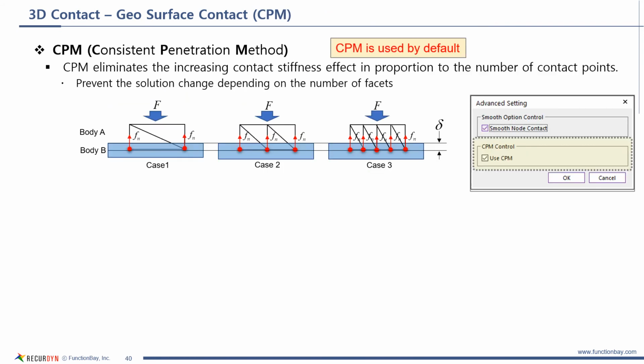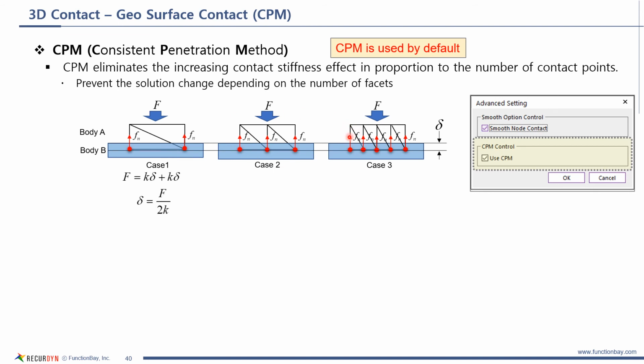Let me explain CPM, consistence penetration method. In most cases, users don't need to modify this option, CPM. CPM is used by default, but please remember when this option is needed. If this option is not used, the contact works as if the stiffness is increased in proportional to the number of contact points. For example, there are three cases like this.